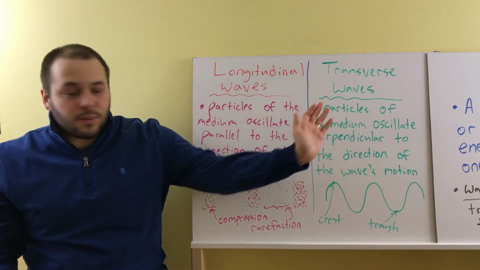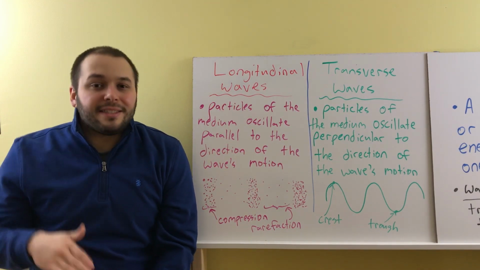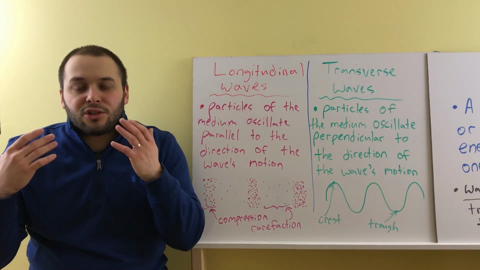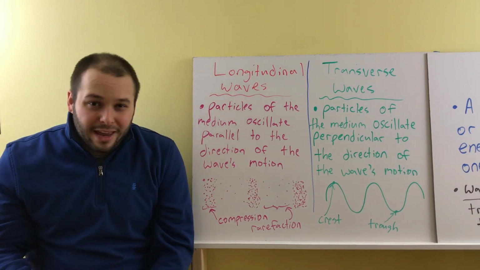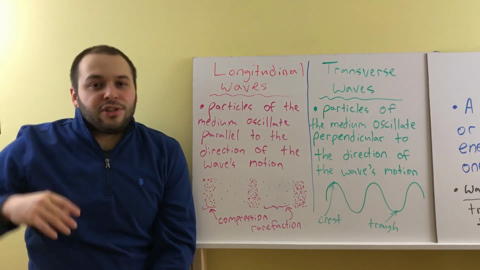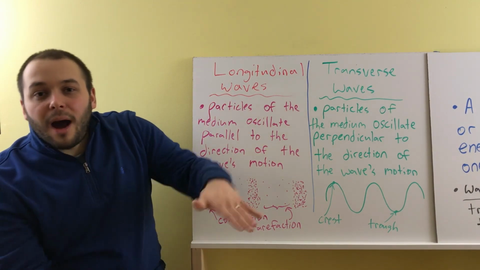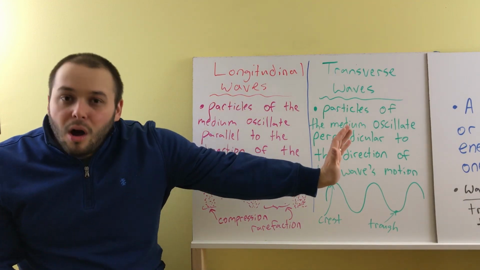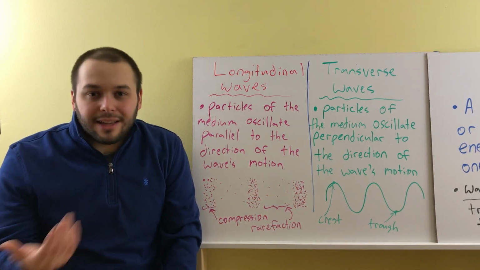Now, transverse waves are another type of wave in which particles oscillate perpendicular to the direction of wave travel. An example of a transverse wave would be something like an ocean wave, in which, if you think about it, the particles of the medium move up and down as the energy is transferred along the direction of the wave's travel, meaning towards the shore, let's say.